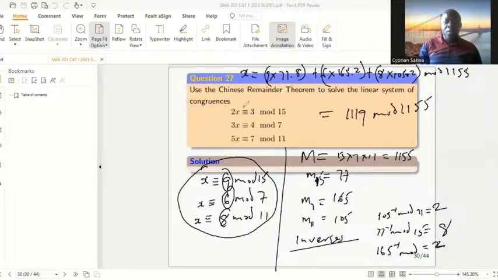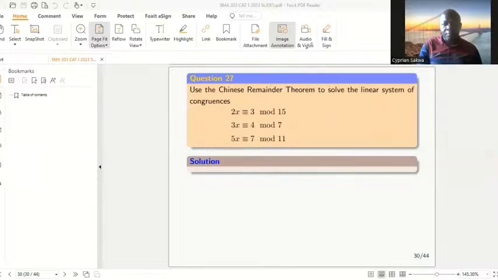So the only trick here is that you must convert it into this form and then work it out. And this form we've already done 2 examples, and you must be familiar now with how to do it. Let's look at the next one.